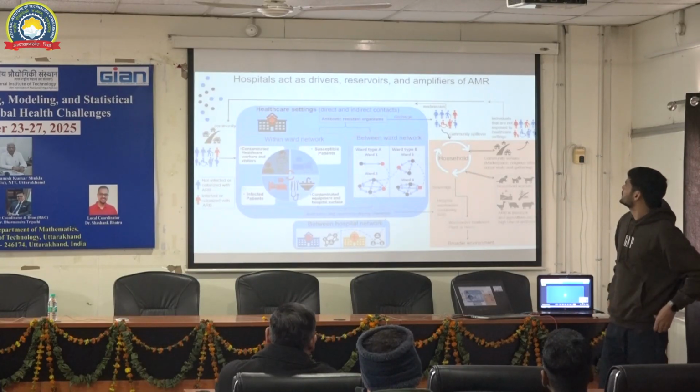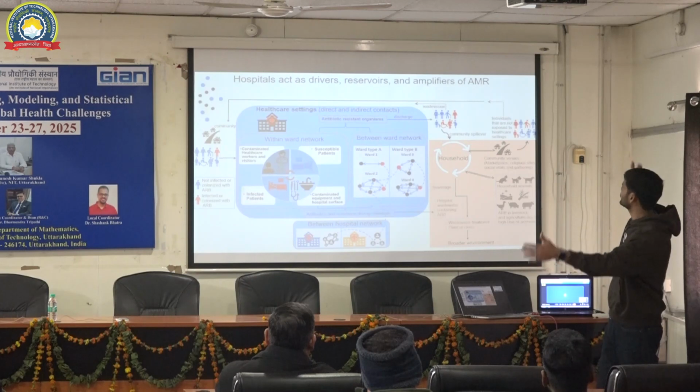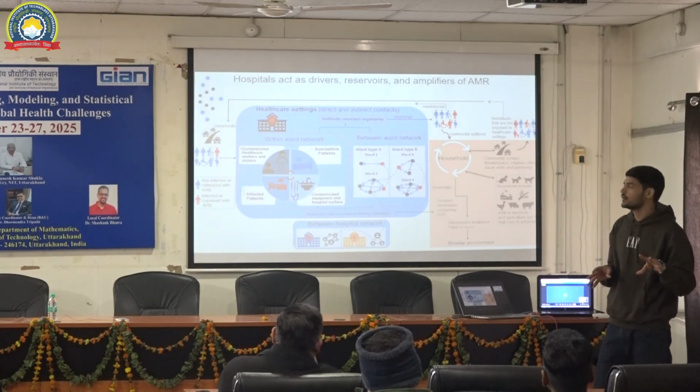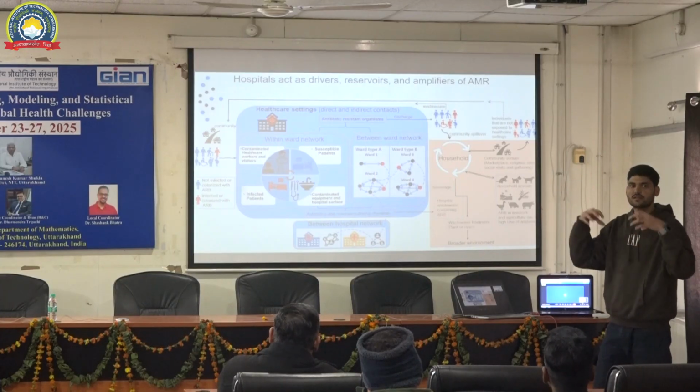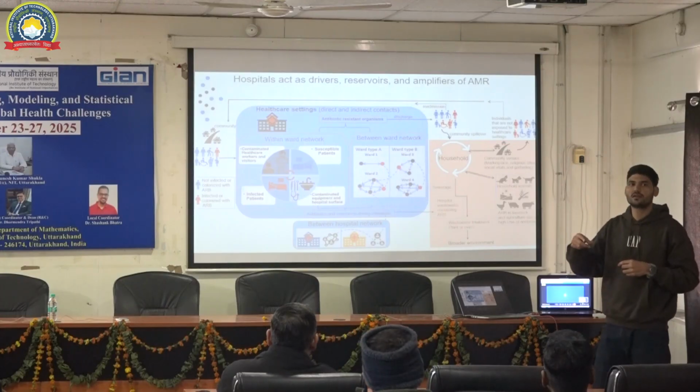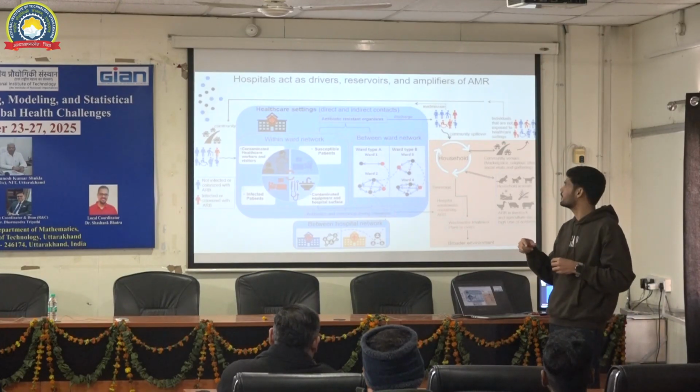Here we can see the basic structure of the healthcare setting. The hospital acts as a driver and a reservoir, meaning the hospital persists this type of infection, and as an amplifier, it is able to spread this type of bacteria.